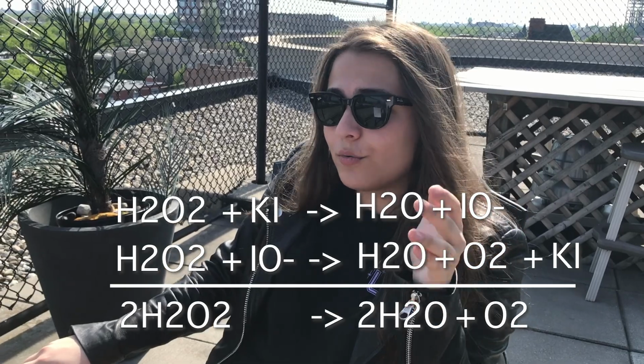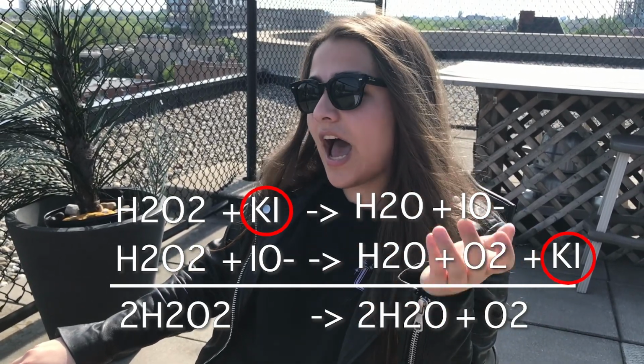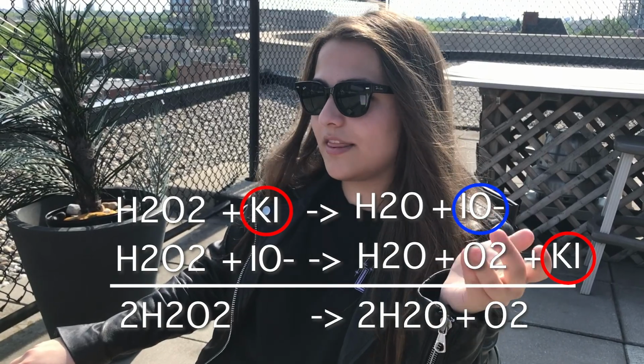I got a mother elephant the other day, and this mother's breath was terrible. I had to buy some mother elephant's toothpaste, and it worked. I saw that KI was the catalyst because it first was in the reactant and then it was a product, and IO was the intermediate because it was a product and then a reactant.